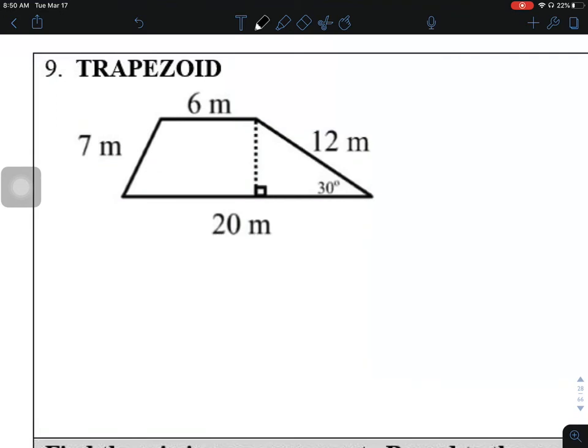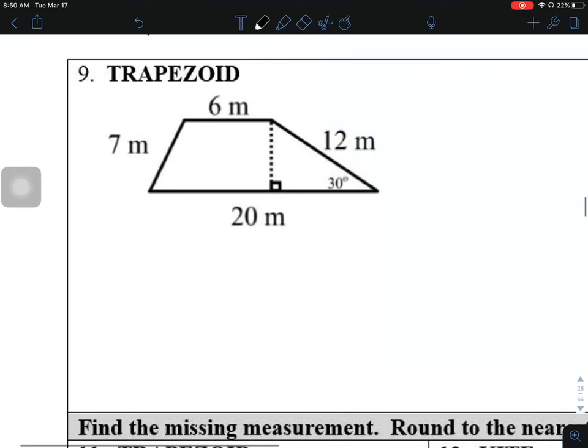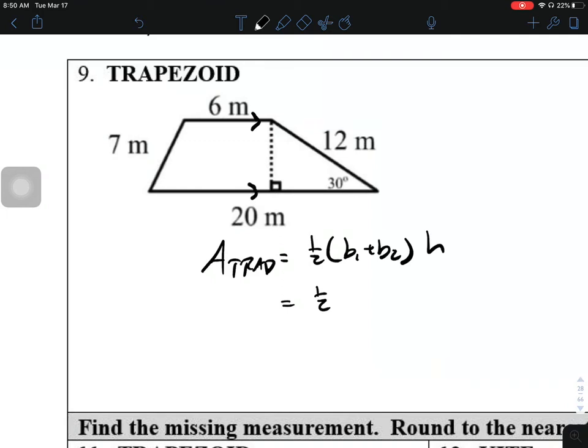Number 9, the area of a trapezoid is half the sum of the bases times the height. The bases are the parallel sides, which are 6 and 20. The height is perpendicular to that, and we don't know what that is. But we do have this convenient right triangle. Oh, it's even more convenient.